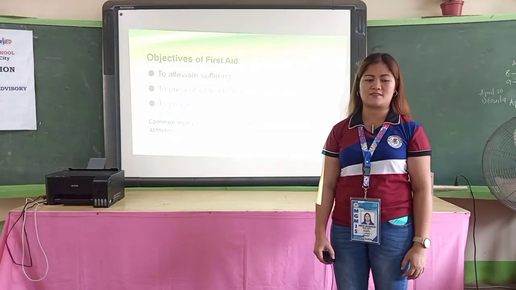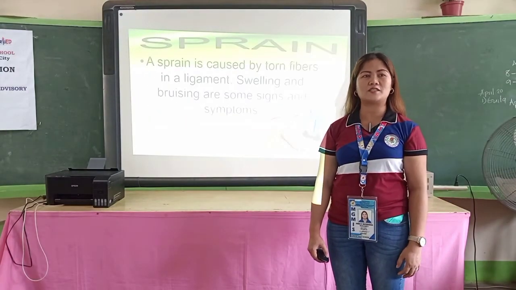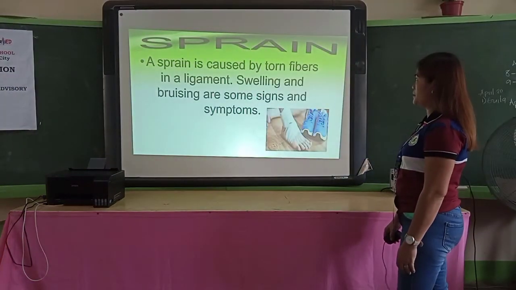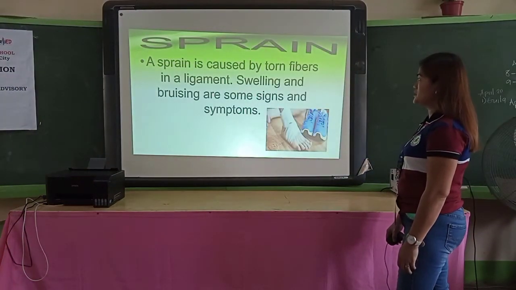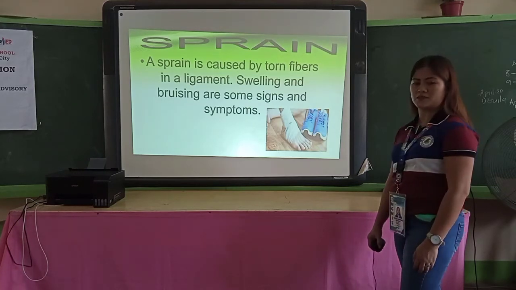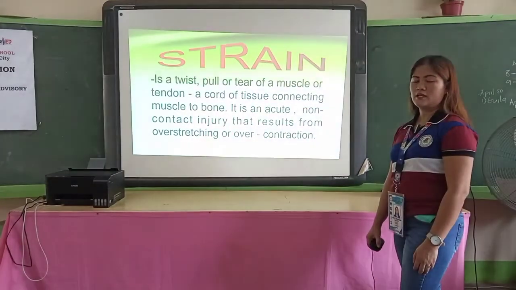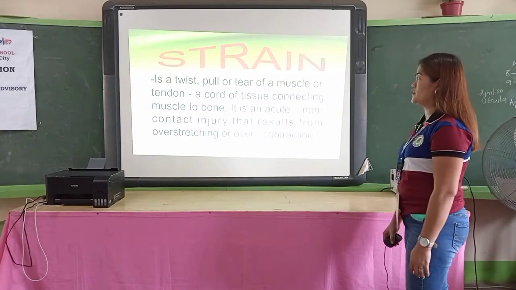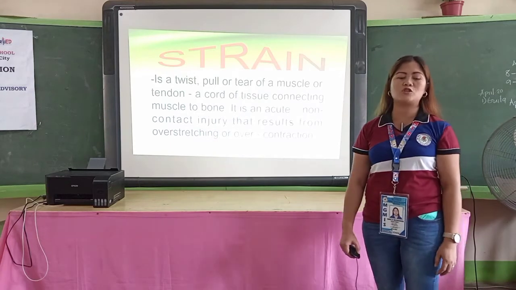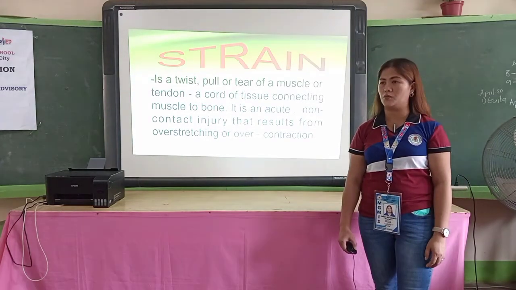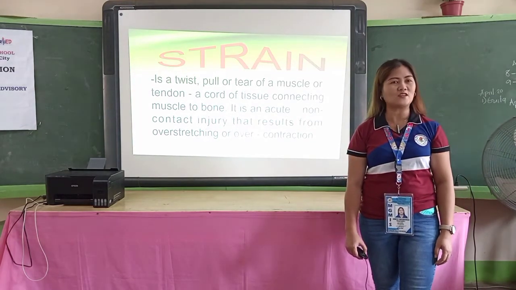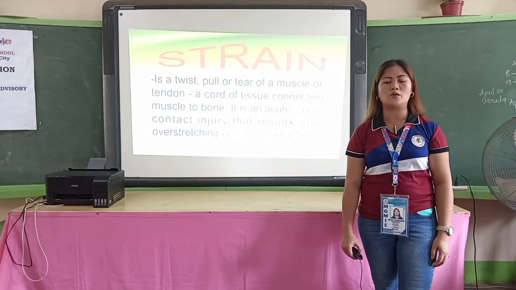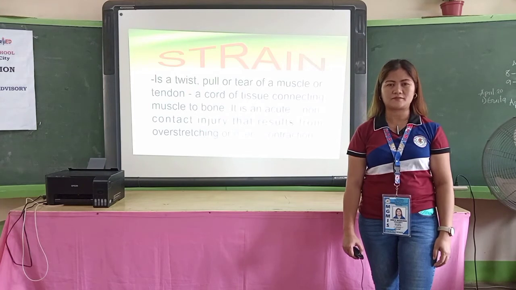So now, we're going to discuss one by one the common injuries encountered by officiating officials and athletes. First, we have a sprain. A sprain is caused by torn fibers in a ligament. Swelling and bruising are some signs and symptoms. Strain is a twist, pull, or tear of a muscle or tendon, a cord of tissue connecting muscle to bone. It is an acute non-contact injury that results from overstretching or overcontraction.